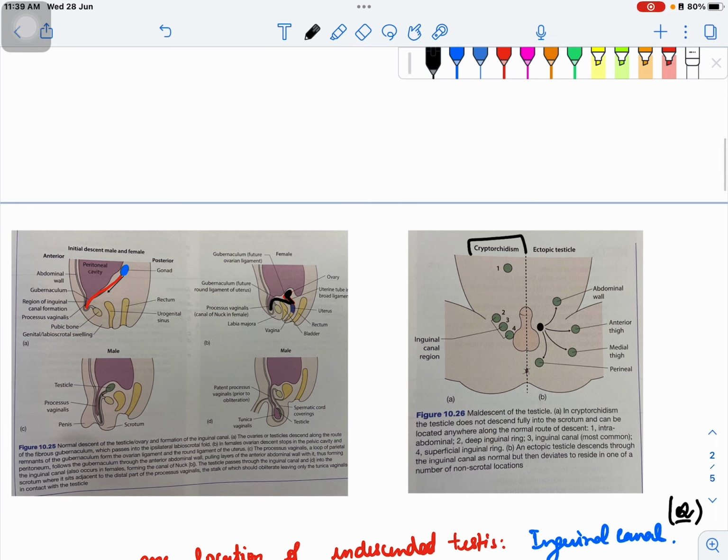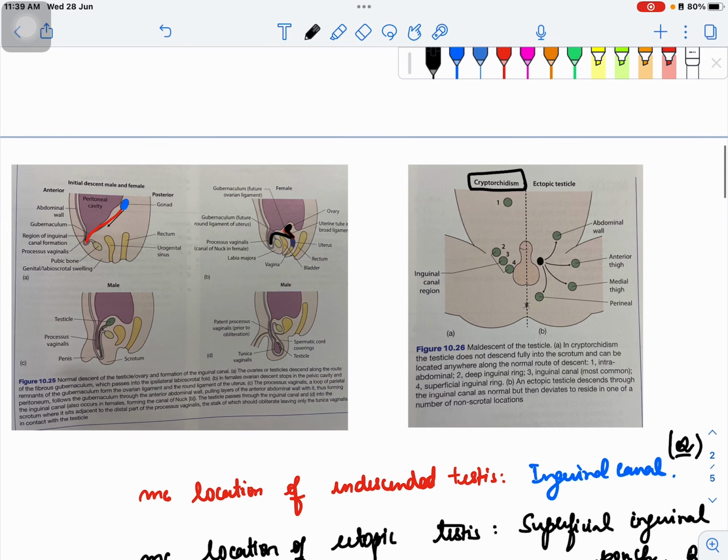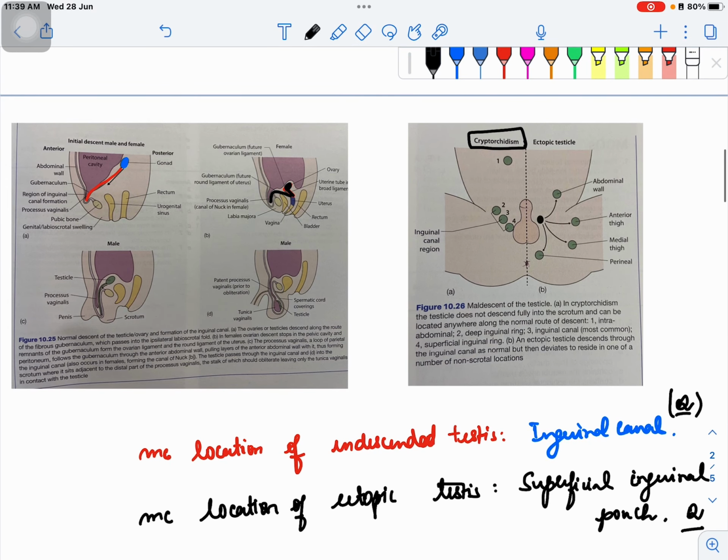The one is cryptorchidism, which happens when the testis has arrested or stopped in any location of its normal descent. There is a recently asked question in the MRCS exam: what's the most common location of undescended testis or cryptorchidism? The answer to that question will be the inguinal canal. One more scenario is when the testis is not located in its usual pathway, and it is located in the abdominal wall, anterior thigh, medial thigh, or perineum. Even though it's rare, it can be like this. And there is one question: what's the most common location of ectopic testis, and that's the superficial inguinal pouch.